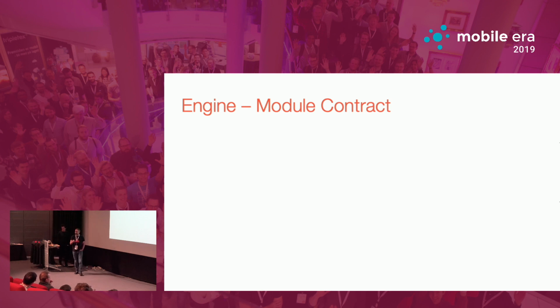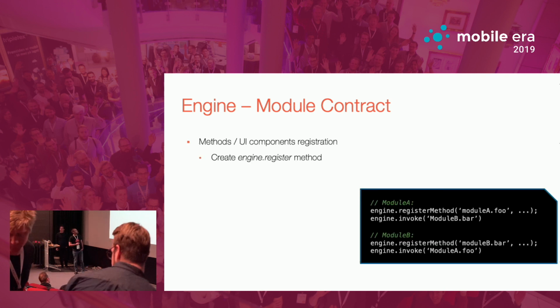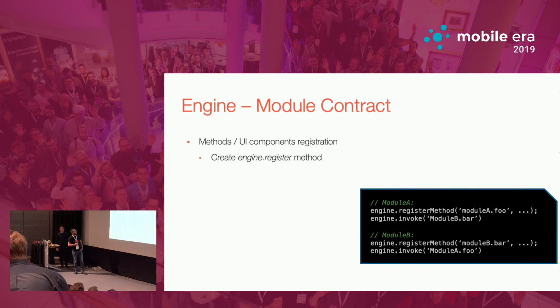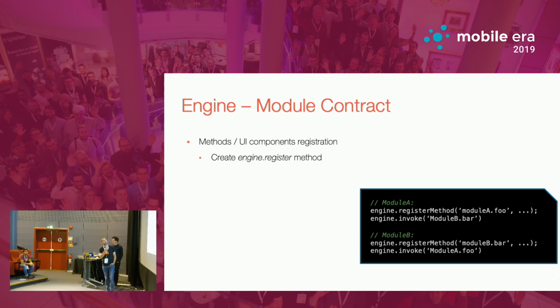Now, this was about how we call the method, and we have similar for components. But let's talk about how we can register a method or a component in the engine. We can use a simple approach with engine.register function: call engine.register, pass it the name of the method or component that we want to register, and the implementation, like the reference to the function. And we actually used this approach in the past, but it turned out to be problematic at scale.